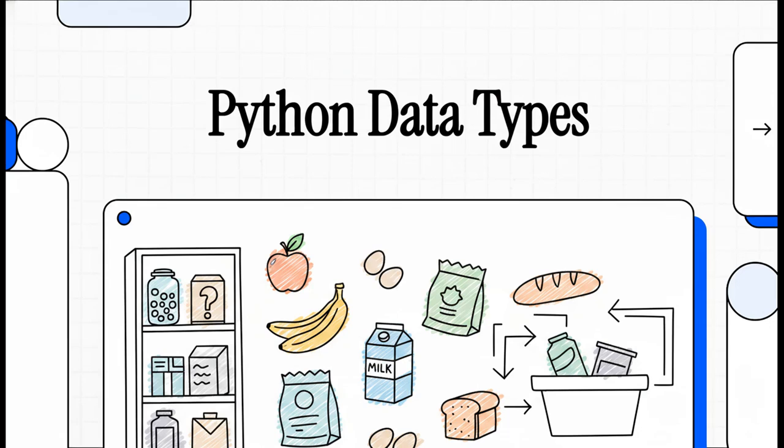All right, let's dive right into this explainer. We're going to take this somewhat abstract world of Python data types and give you a highly tangible mental model. How? By stepping into a brand new, completely empty kitchen that is just waiting for a massive grocery delivery.